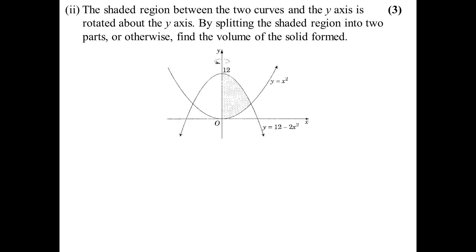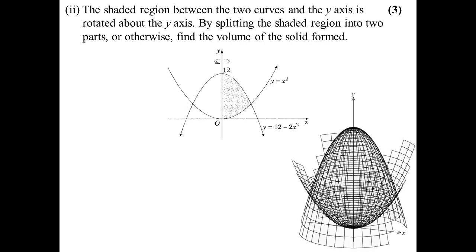Right, so this shaded region between those curves and the y-axis is rotated about the y-axis. They're giving us a big hint by splitting the shaded region into 2 parts, or otherwise, find the volume. Okay, so there's the picture. Splitting the shaded region into 2 parts. There's my attempt at getting the diagram. What is it, like an Easter egg or something, isn't it? That's what we're finding a volume of here.